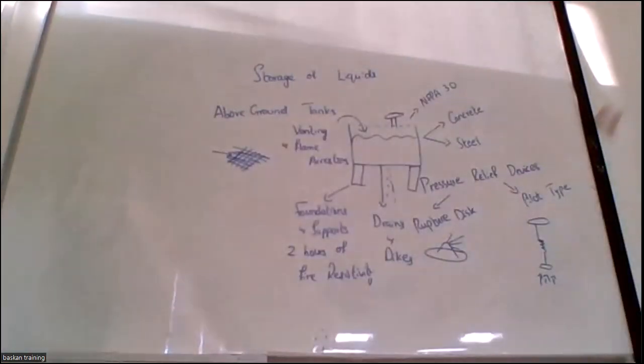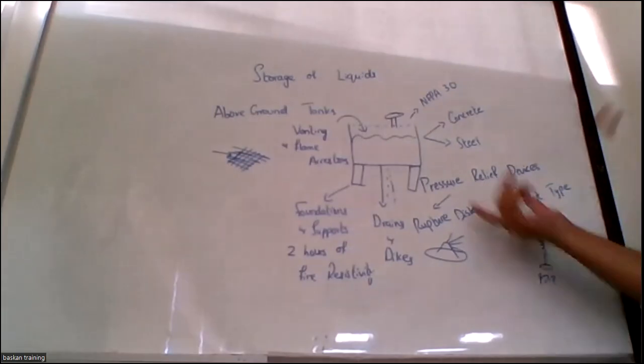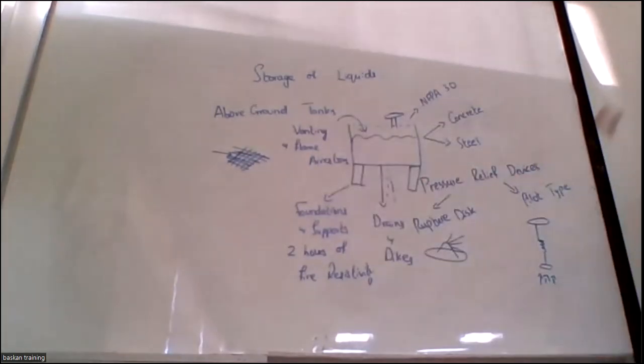Okay, so these are for the above ground tanks. Usually there is only very minor difference between the above ground and underground tanks. Usually all the things are the same, like venting arresters, flame arresters, special relief devices. The major difference between above ground and underground tanks is the corrosion factor.